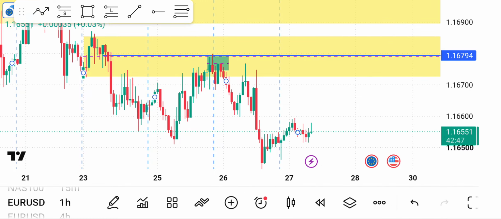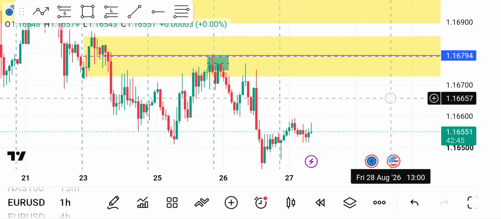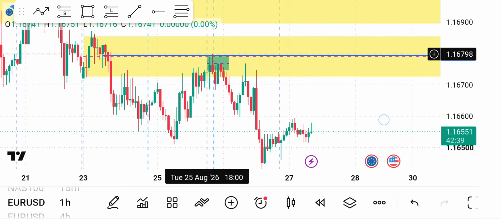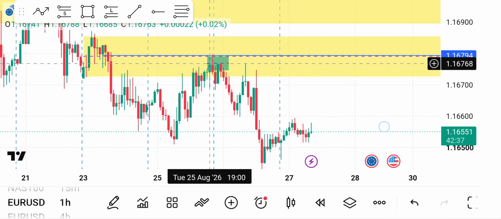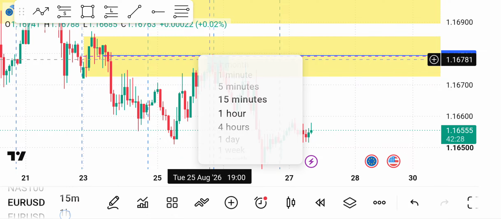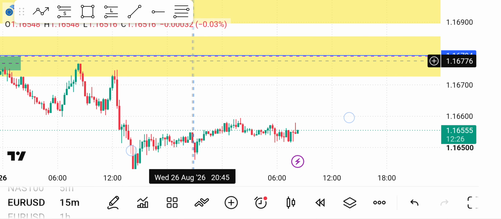So this area where I marked is where price swept. I normally wait for price to sweep from 1 hour. This blue line I marked is my point of interest, and now I'm waiting for price to sweep. Once price sweeps my point of interest, I will normally go to 15 minutes now and look for a break of structure. So this is the area now.